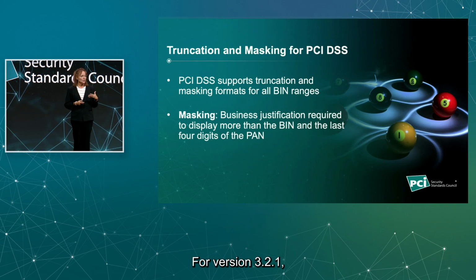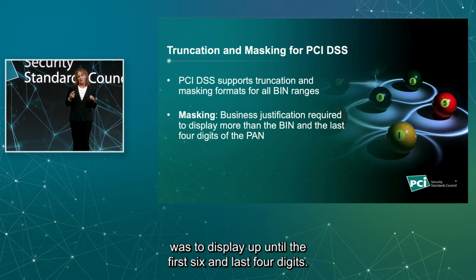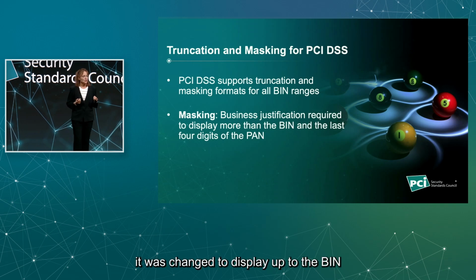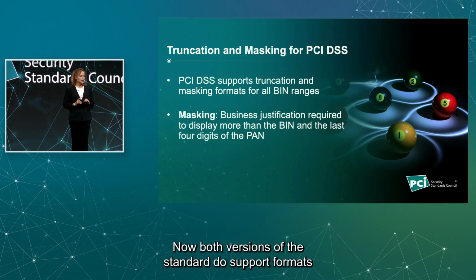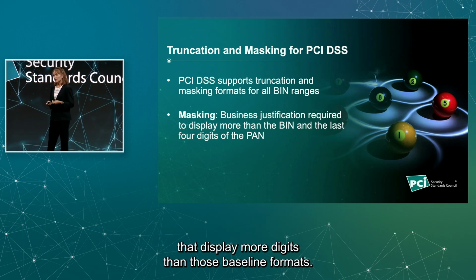For version 3.2.1, the baseline masking format in PCI DSS was to display up to the first 6 and last 4 digits. And in version 4 of the standard, it was changed to display up to the bin and the last 4 digits of the PAN. And that's just the baseline format for masking. Both versions of the standard do support formats that display more digits than those baseline formats.